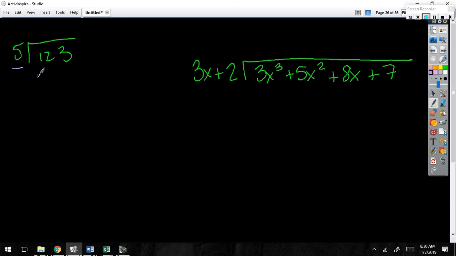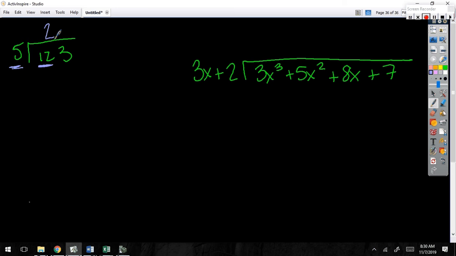First two numbers, and you do what? And you're right, divide into 12. But what question, if you're explaining this to somebody who has never, ever done long division? What number do you multiply 5 by to get to 12, right? Or as close to 12 as you can get, and you get 2. And it goes right here above it, right?